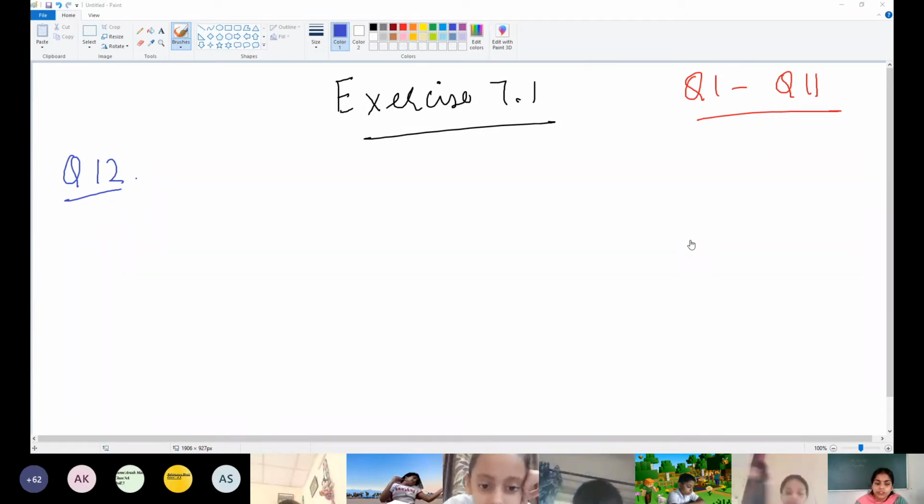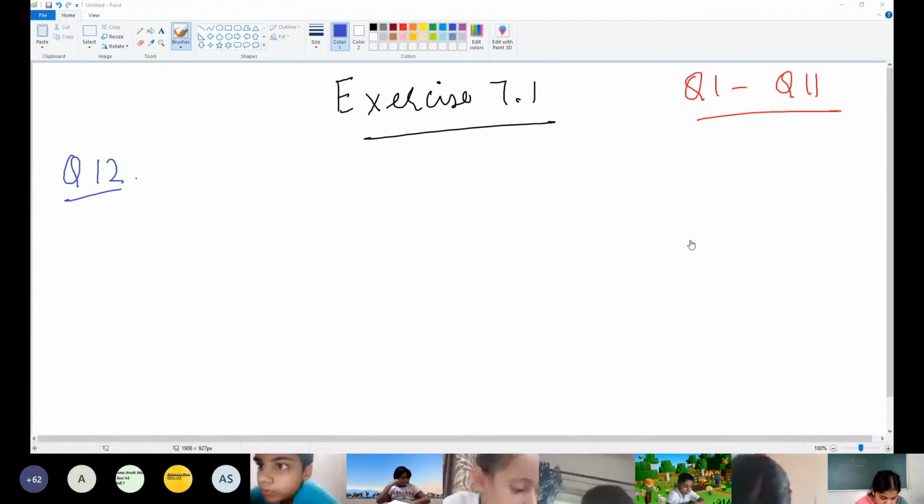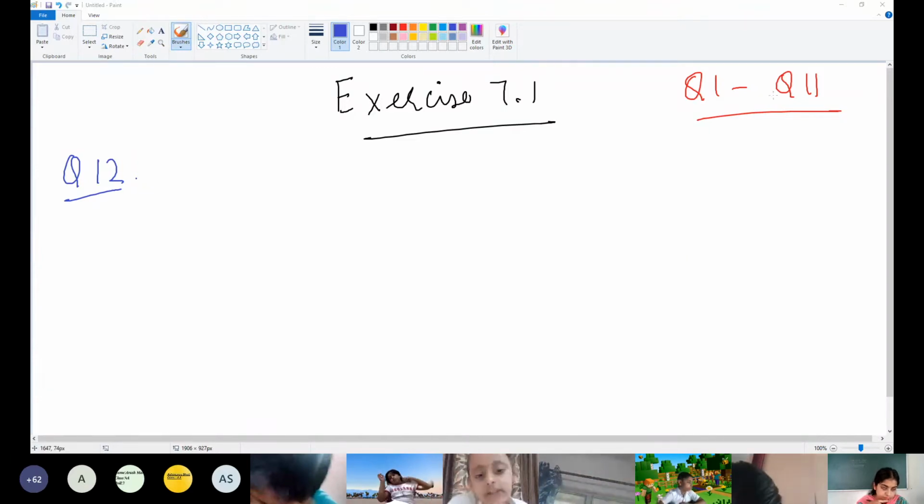Yes, Gurkirat, what happened? What is happening? Gurkirat, your voice is not clear, beta. What is the painting? Gurkirat, can you write your doubt in the conversation box?